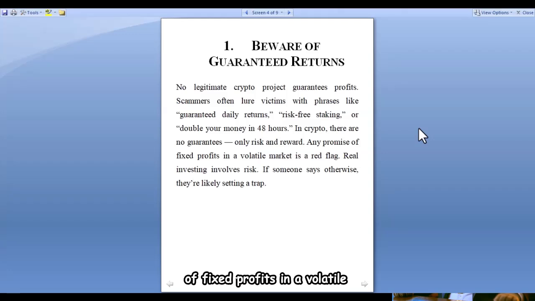Any promise of fixed profits in a volatile market is a red flag. So real investing involves risk. If someone says otherwise, they are likely setting a trap. So beware of that. So now let's go to number 2 now.